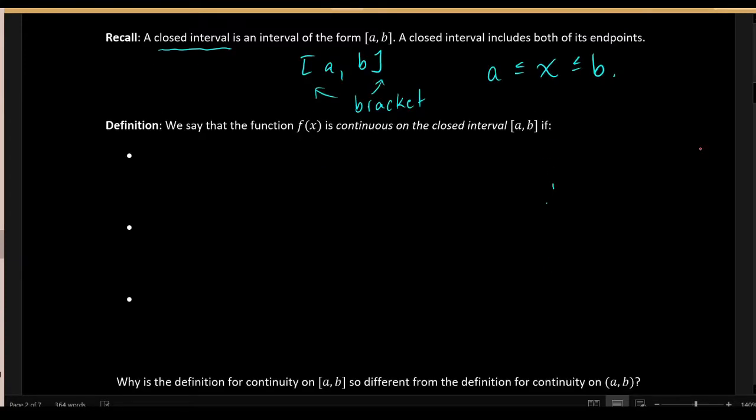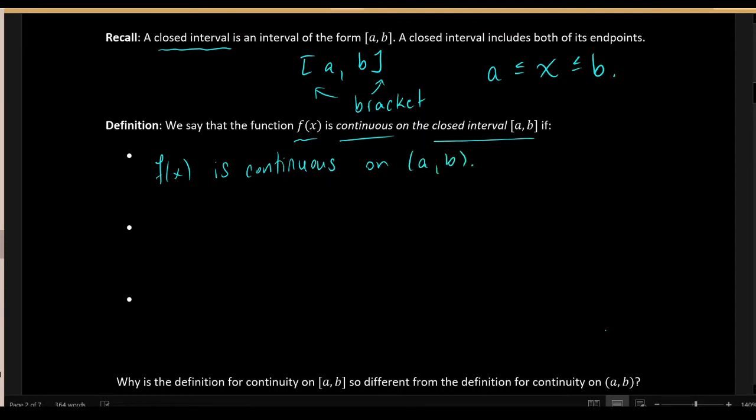Now when someone says that a function f of x is continuous on a closed interval AB, that statement carries a lot of information about what the function f of x is doing. It's giving you three different pieces of information in this one statement. The first thing that this statement tells you about f of x is that f of x is continuous on the open interval from A to B.